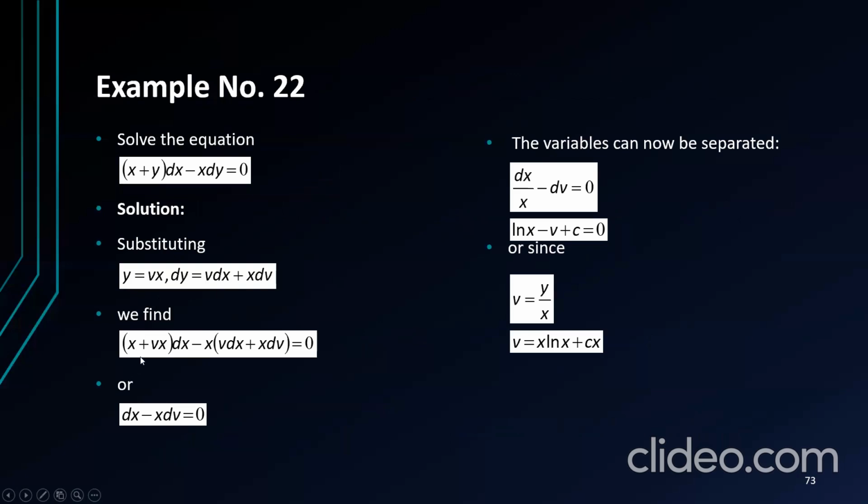So, we find x plus itong y, vx, dx minus x times yung dy mo, magiging v dx plus x dv, is equal to 0, or magiging dx minus x dv is equal to 0. So, may separate mo na siya: dx over x minus dv is equal to 0. So, ln of x minus v plus c is equal to 0. Or, since v is equal to y over x, substitute mo na y over x. So, y is equal to x ln of x plus cx. So, naging coefficient yung constant mo. Ito yung answer mo. Okay.